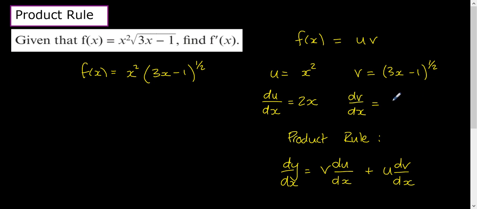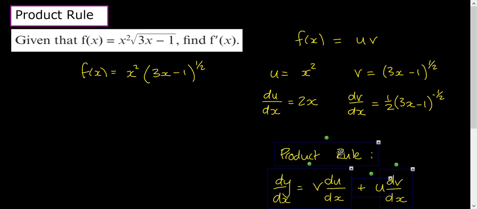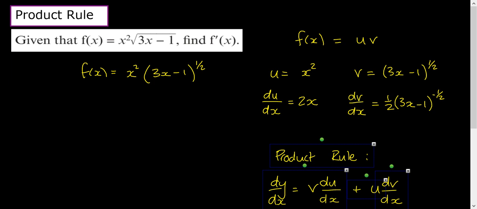Now for dv by dx, we're going to have to use the chain rule, which is why in the lesson yesterday I was saying, let's get to the point where we can do the chain rule without thinking about it. So for dv by dx, let's apply the chain rule here. The half comes down in front of the bracket. We've got 1/2 multiplied by 3x minus 1 to the minus a half. So we've differentiated the bracket. Once we've differentiated the bracket, we have to differentiate what's in the bracket, and we multiply those two things together.